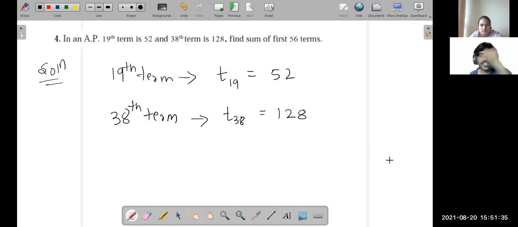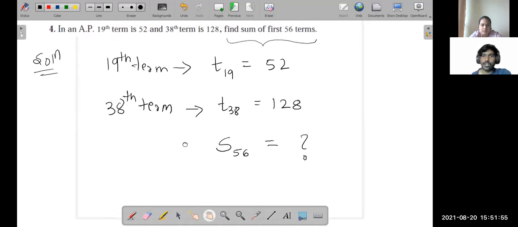The 38th term is given as 128. They're asking you to find the sum of the first 56 terms. Sum means S, and you have to find the sum of the first 56 terms, that is, you have to find S56. Now, is it clear?